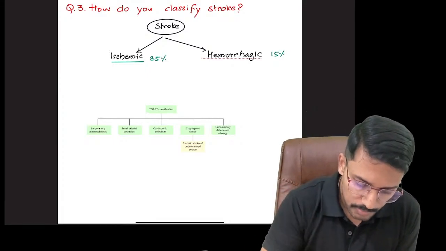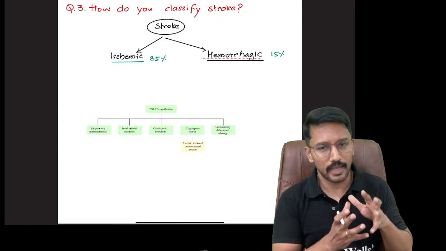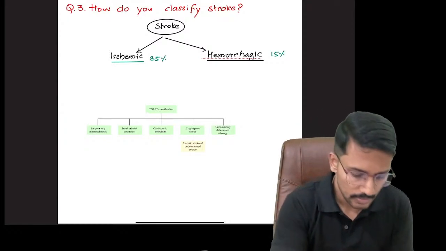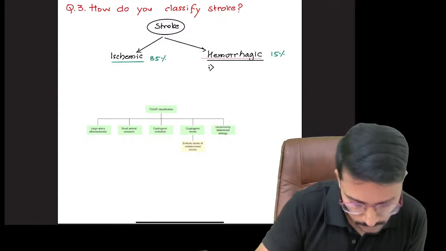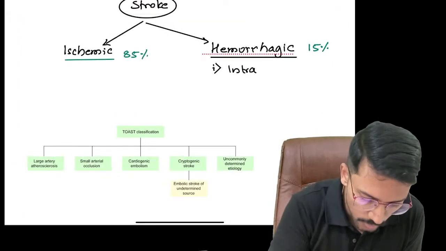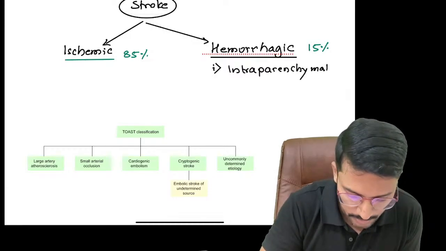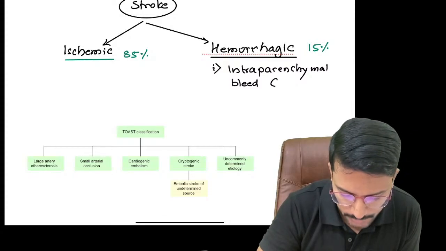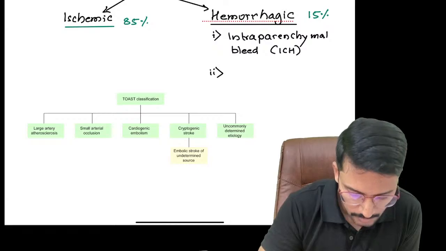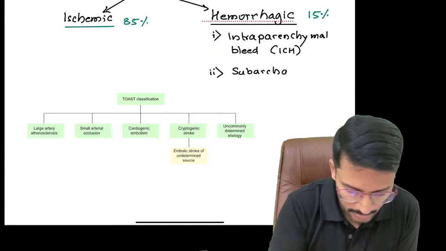Okay. Now, can anybody tell me about subtypes of hemorrhagic stroke? When bleeding happens because of a vascular insult, we have two subtypes of hemorrhagic stroke. The first one is intracranial bleed. To be more precise, I will call it intraparenchymal bleed. Means it is the bleeding into the main tissue of the brain. Usually we call it intracranial hematoma or ICH. And the second one is subarachnoid hemorrhage, bleeding under the arachnoid space. Subarachnoid hemorrhage.